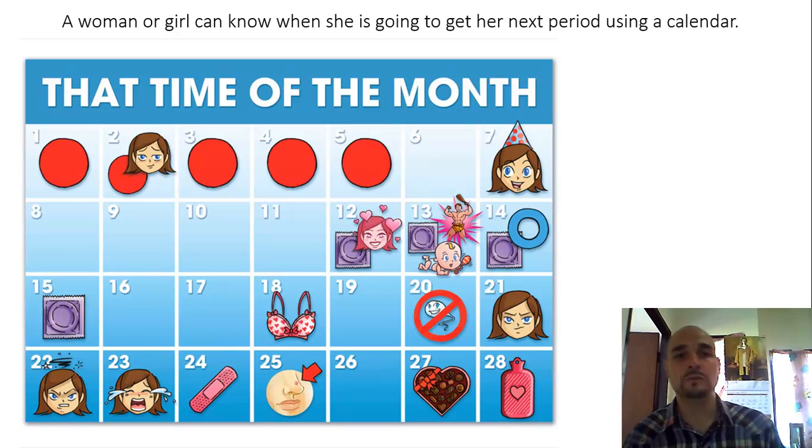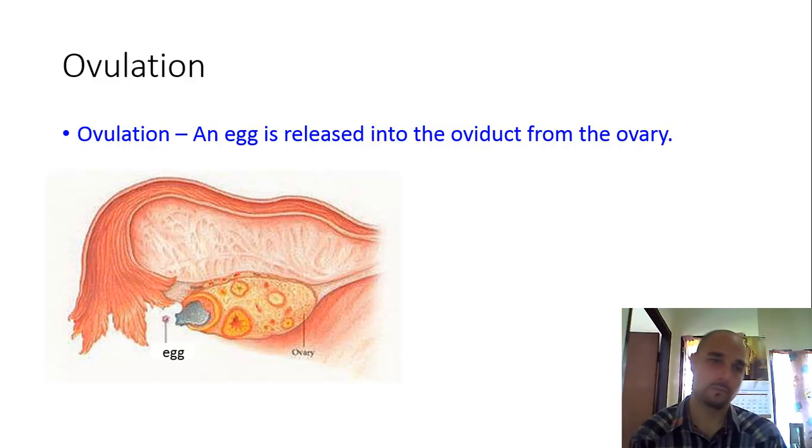Okay. Now, a woman or a girl can know when she is going to get her next period using a calendar. Also, she can do family planning. When she's married, if she decides with her husband that they want to have a baby, they can determine using her menstrual cycle when would be the best time to have sexual intercourse, because that would be the time when an egg would be present in her oviduct. Okay. Ovulation, an egg is released into the oviduct from the ovary, and you can see that in the diagram.